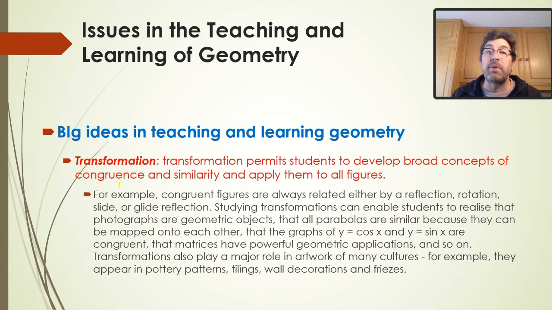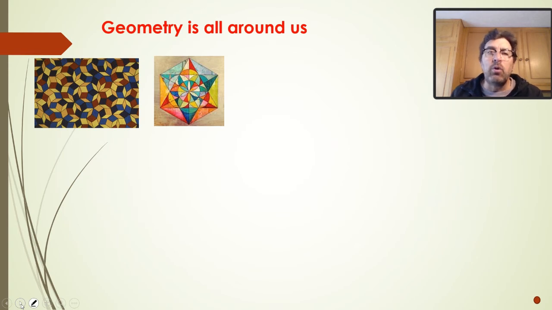Studying transformations can enable students to realize that photographs are geometric objects, that all parabolas are similar because they can be mapped onto one another using a particular transformation. If you look at the sine and the cosine graphs, they are congruent. Matrices, for instance, have powerful geometric applications, and so on. In fact, we use matrices to perform transformations on geometric figures. That's how powerful this idea of transformation is.